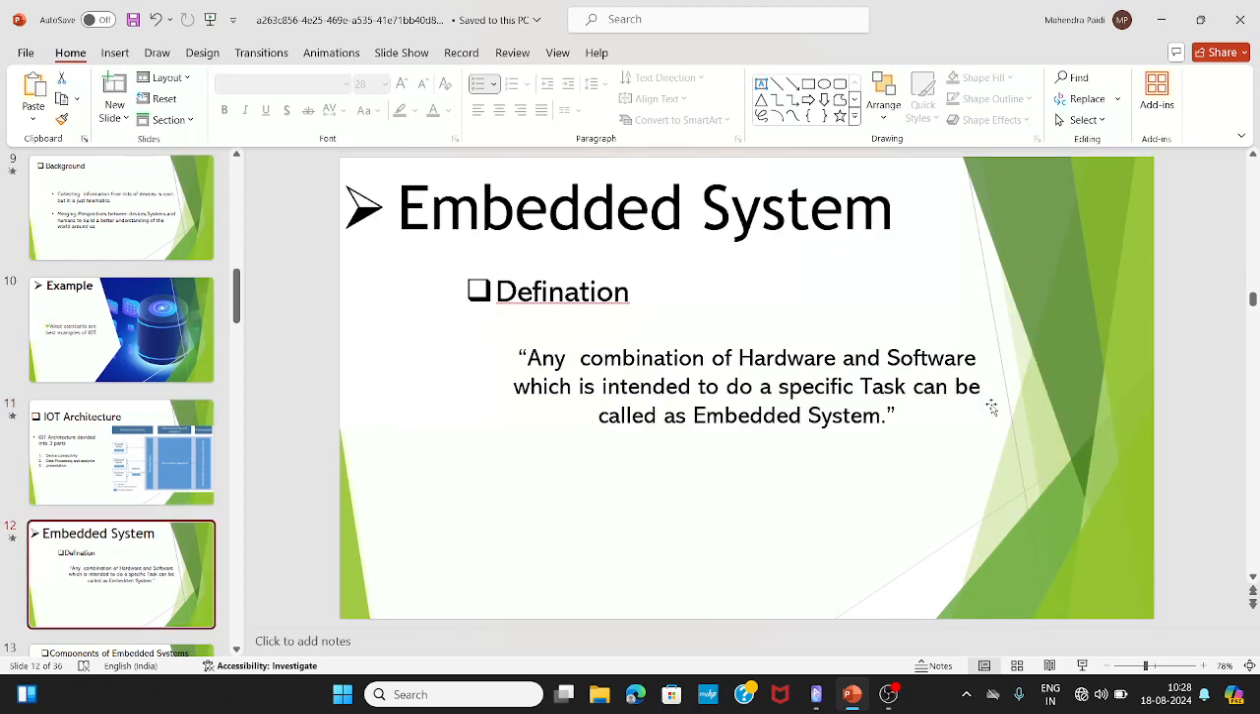Next, embedded system. What is an embedded system? An embedded system is a combination of hardware and software which is intended to do a specific task, and can be called an embedded system.